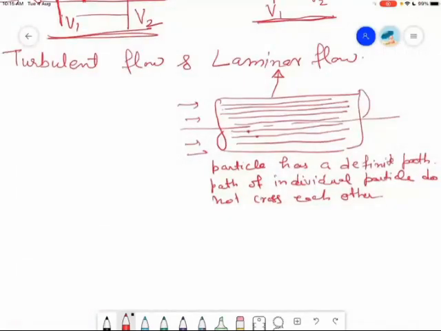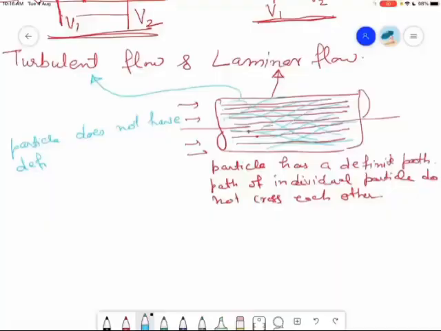Now if the fluid particles do not have a definite path and the paths of individual particles also cross each other, so that is something like this. ये ब्लू लाइन से शो किया मैंने. So that is a turbulent flow. So you can say a flow in which each liquid particle does not have a definite path, and the paths of individual particles also cross each other, so that is turbulent flow.